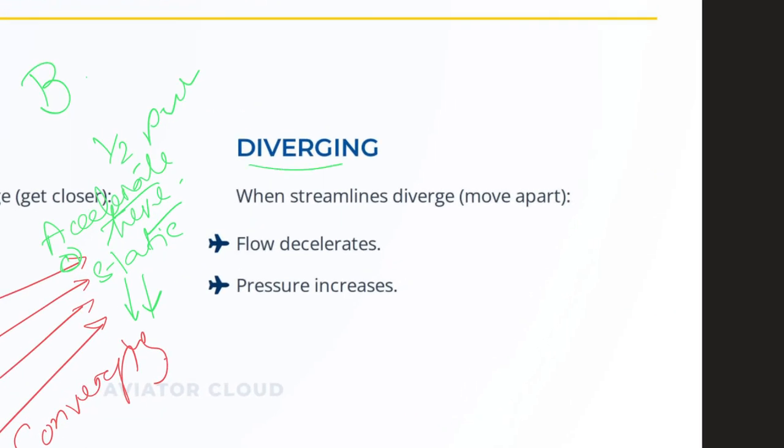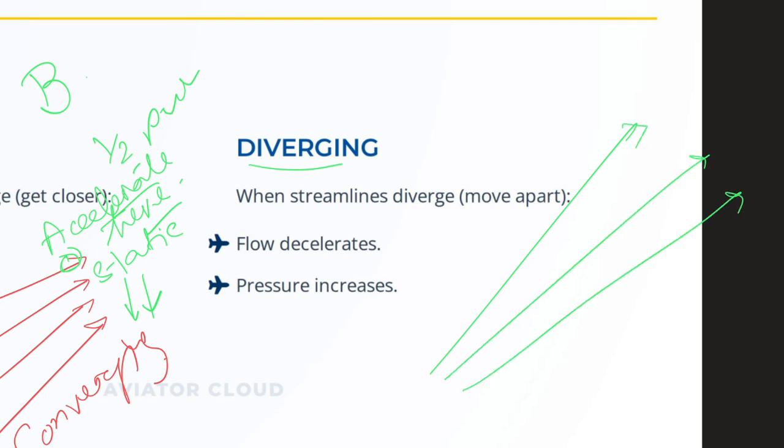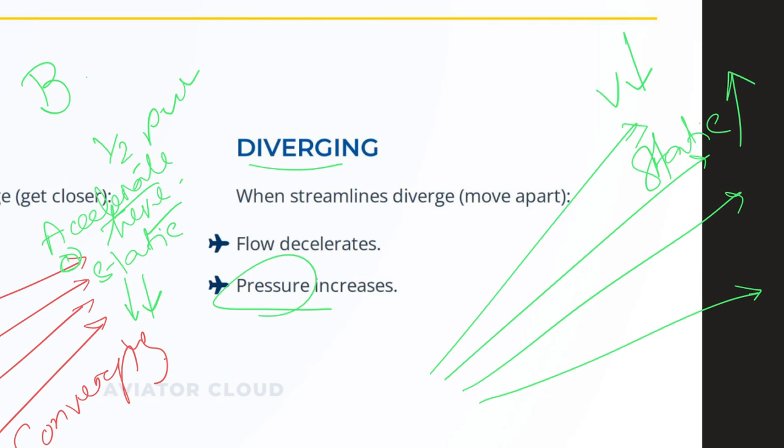Let's say this is the airflow like this, diverging. The opposite thing will happen. The flow will decrease here, that means the velocity will decrease here, and the static pressure will increase because of Bernoulli's principle. Okay. This one, remember?